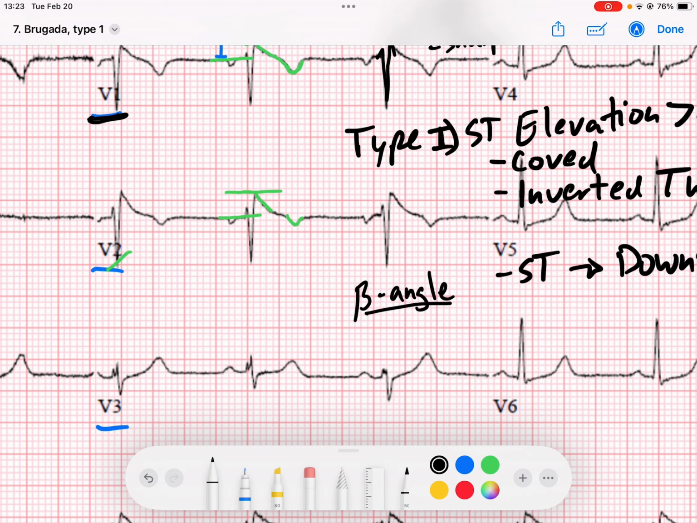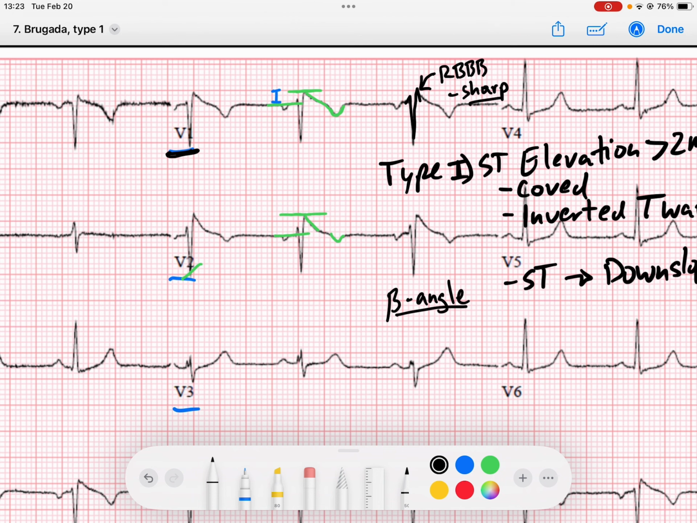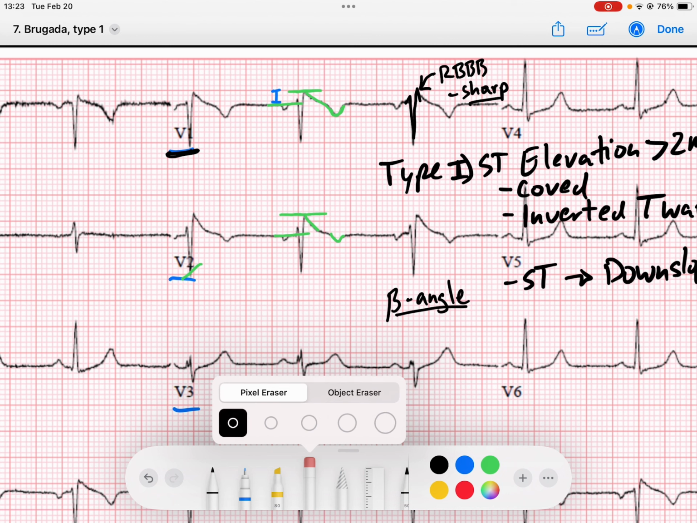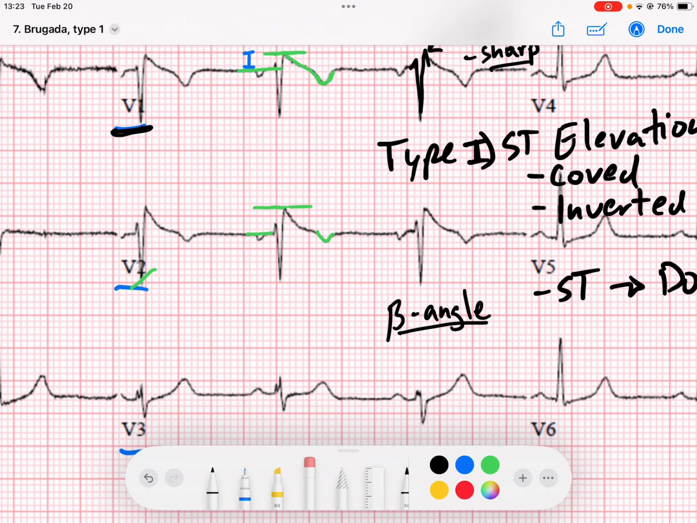Okay. Now the beta angle is essentially a measurement that's going to allow us to determine how sharp this ST elevation is that we're seeing, this deflection. And so we know in Brugada, it is not as sharp, right? If you look here, notice that transition is a very flat transition. It's not a sharp up and down deflection. So what you can actually do is calculate the beta angle, and we'll do it here in lead V2.